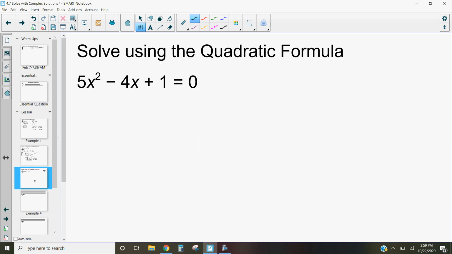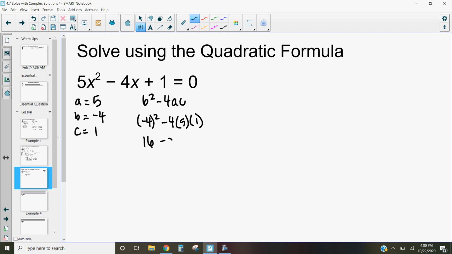The last way we're going to look at it is how we can do it using the quadratic formula. So remember, our process when we use the quadratic formula is first we need to check if it's in standard form. Now this is. Then we want to identify a, b, and c. And a here is 5, b is -4, and c is 1. And then we want to find our discriminant. So that was b squared minus 4ac. So that would be -4 squared minus 4 times 5 times 1, which is 16 minus 20, which equals -4.